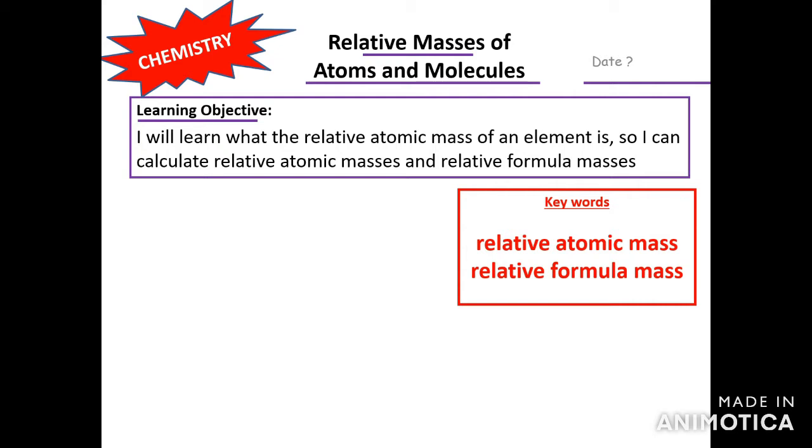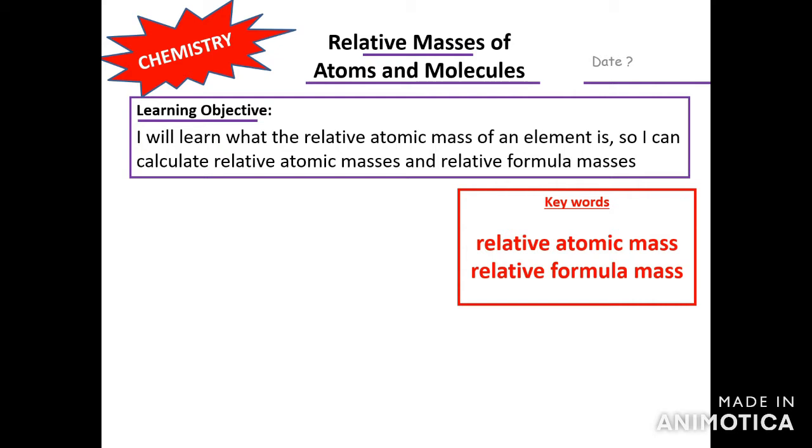Right, for today's GCSE chemistry lesson, we're going to be looking at an important idea in chemistry, this idea of relative masses of atoms and molecules. So we're going to learn what the relative atomic mass of an element is, so that we can then calculate relative atomic masses and relative formula masses. We've just got those two key words.